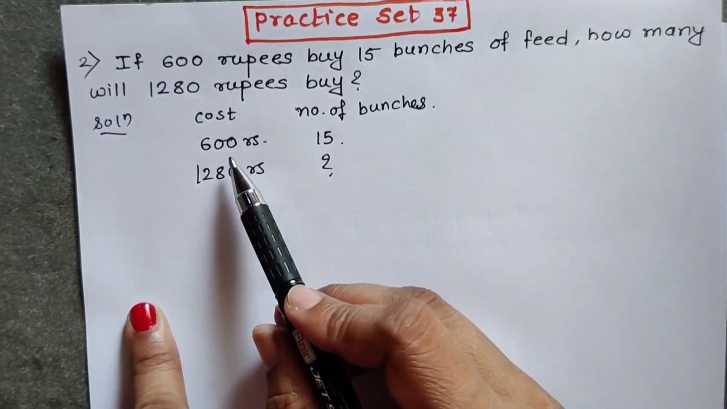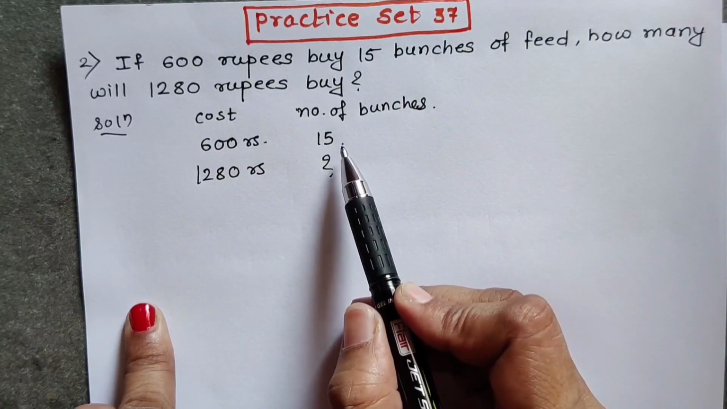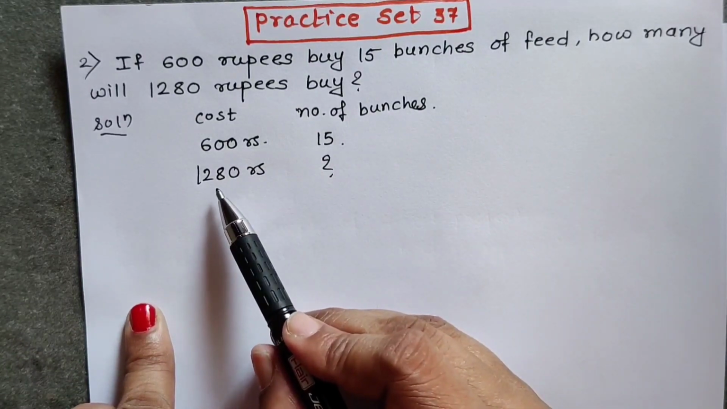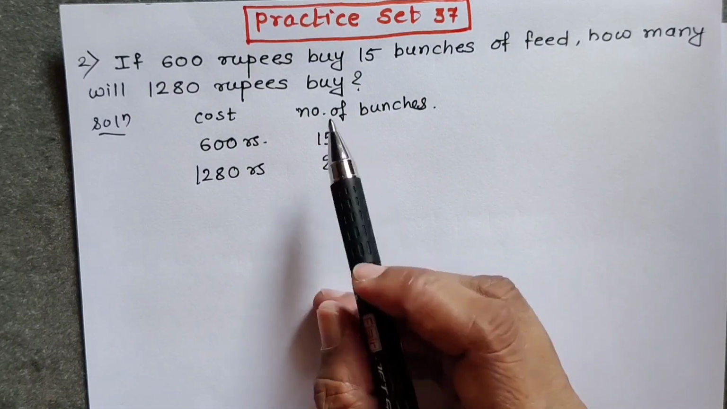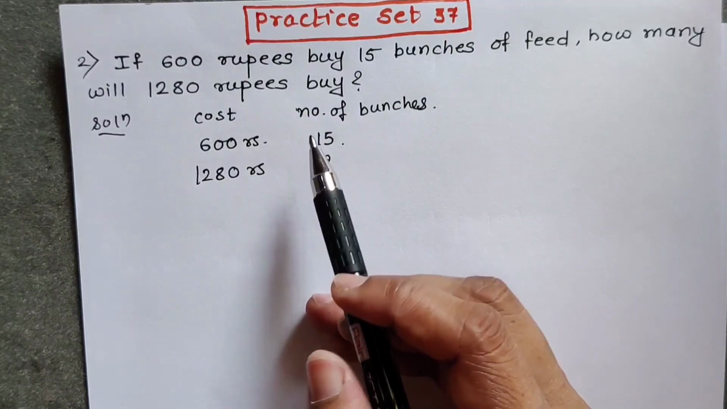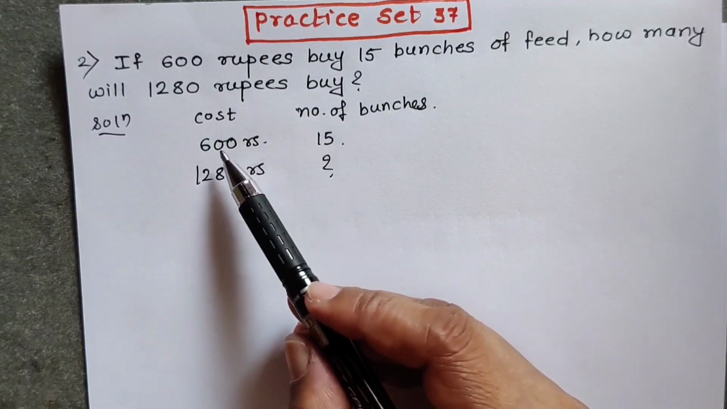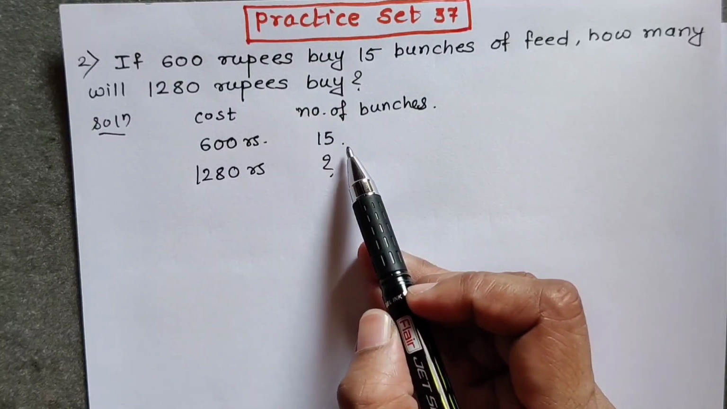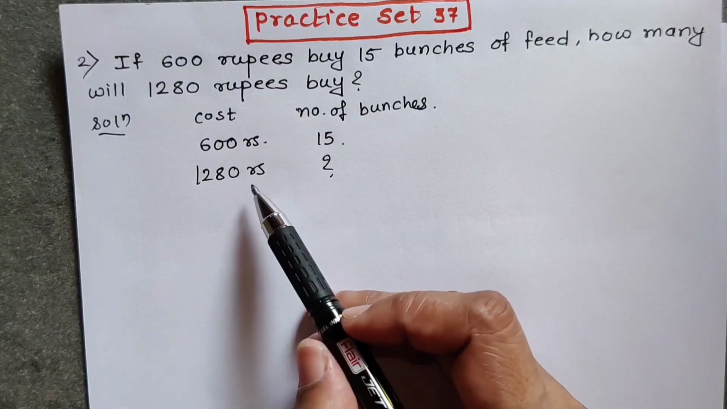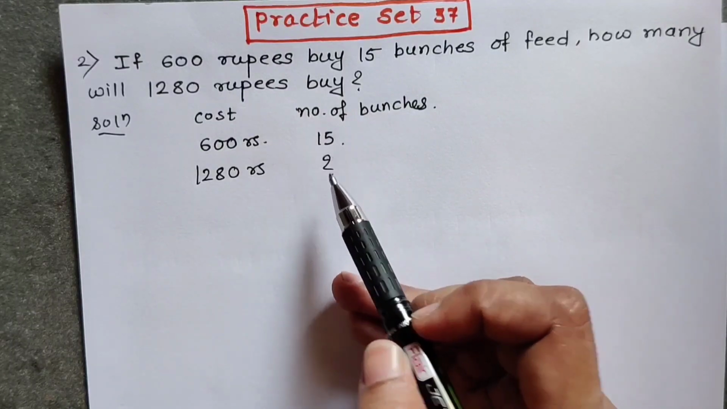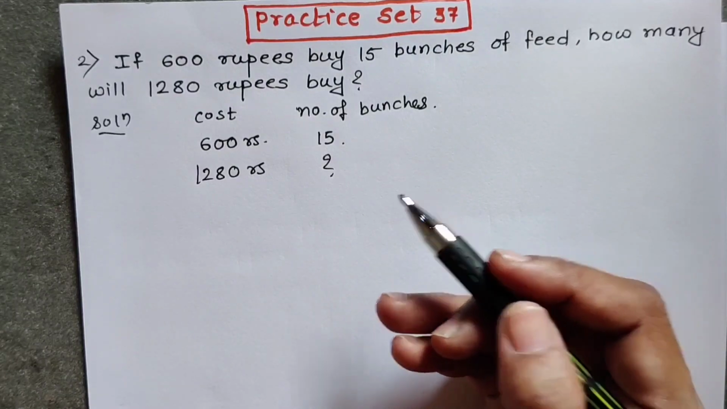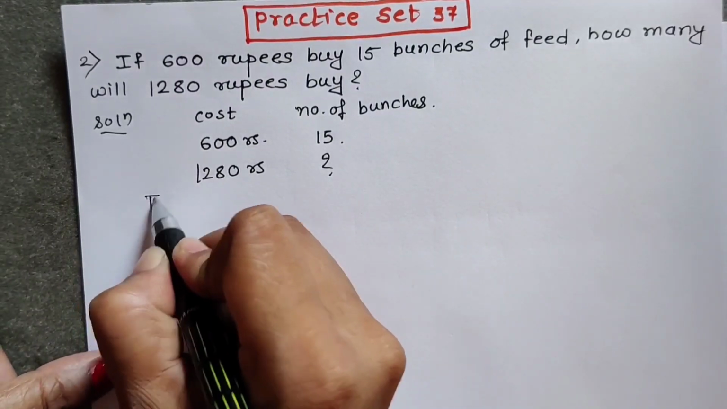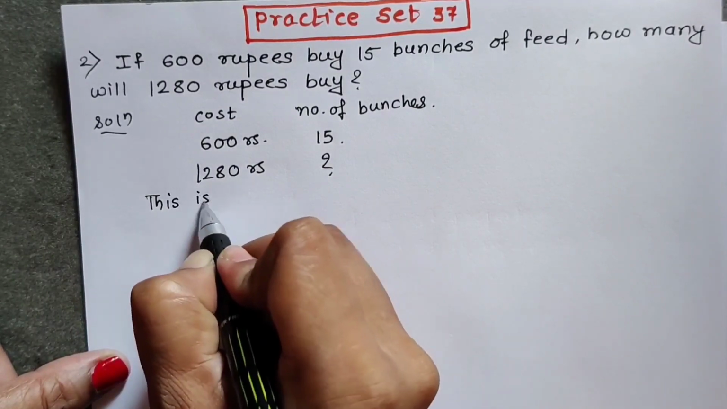That means when the cost is less, number of bunches will be less. And when the cost is increasing, number of bunches will also be increasing. So that means what? Both the quantities are increasing at the same time. When the cost is increasing, number of bunches are increasing. When both the quantities are increasing at the same time, this is an example of direct proportion. So we write like this. This is an example of direct proportion.